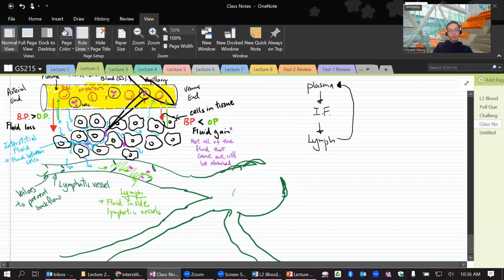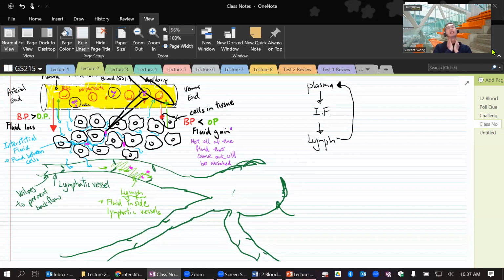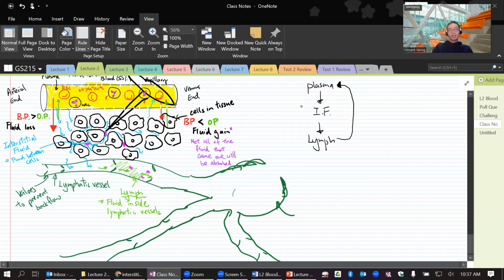Anybody know what I'm talking about here? What is that big knob that I just drew? You probably heard about it before. You can feel it. You have a lot in the neck area. Your doctor might feel that when you go see them. What is that? Tonsil? Yeah, lymph node. That's right. Not the tonsil. We're gonna get to that in a second. But it's the lymph node. So all these lymphatic vessels from all over the body will come together and form this lymph node.